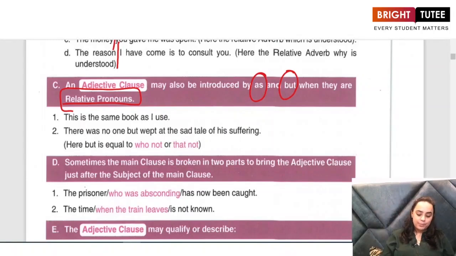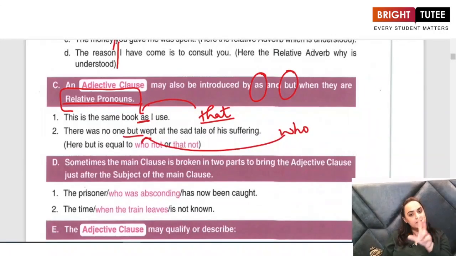This is the same book as I use. What do you think, as is used in place of what? This is the same book that I use, but in place of that, what have I used? As. There was no one but wept at the sad tale of this suffering. There was no one who wept at the sad tale of the suffering. So, there are a few sentences in which the relative pronouns can be replaced with as or but.